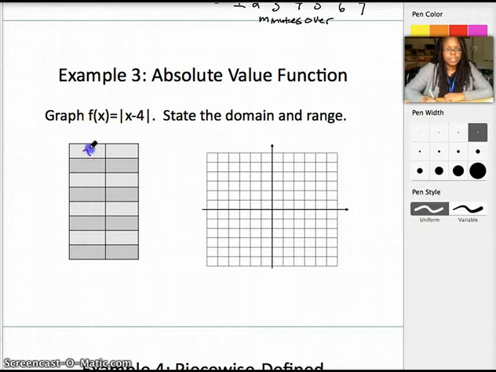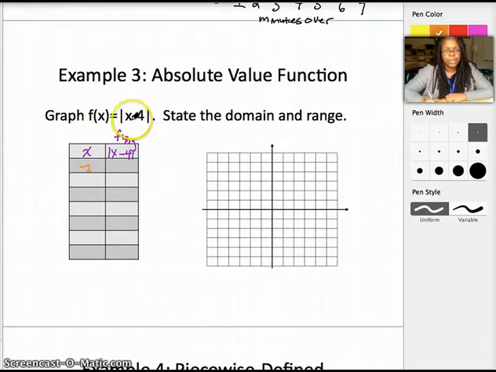So here's what we do. This will be our X column, and we'll use the absolute value of X minus 4 to be our f of x, also known as our y column. And then we're going to graph our values here. So let's go ahead and get started. I'll use orange and see how that goes. I'm going to plug in some numbers that I think are going to be pretty cool to use. I'm going to start with, let's say, -2.